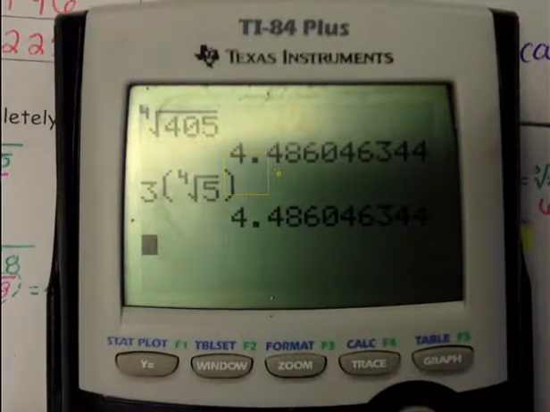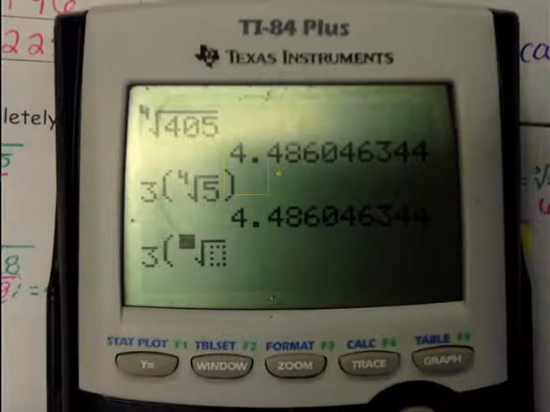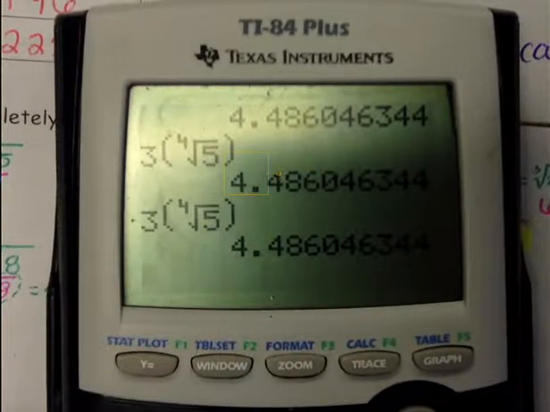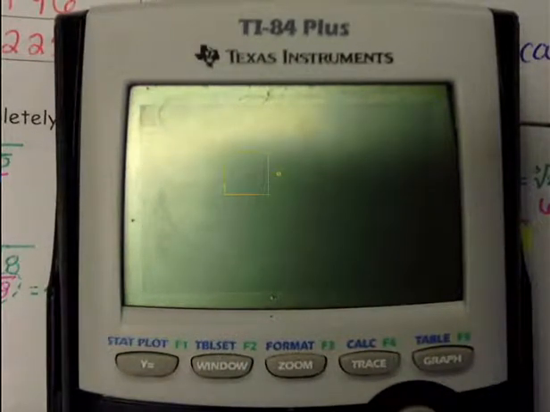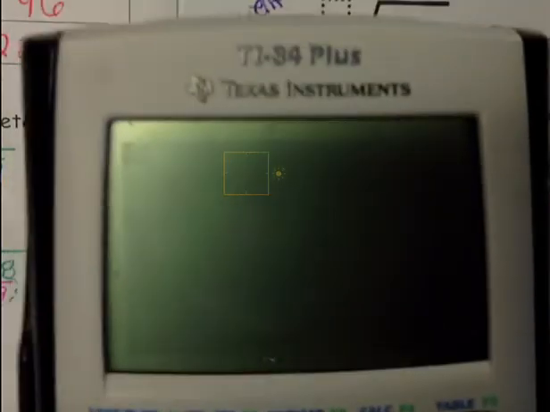So if you want to, you can actually put 3 parentheses, then go to your math button down here, and now you can put the 4, and then you can put your 5 in here. And then I press over, and then I can close my parentheses, and I get the same value. Older calculators might look a little different. I will show you on an older calculator a little bit later.